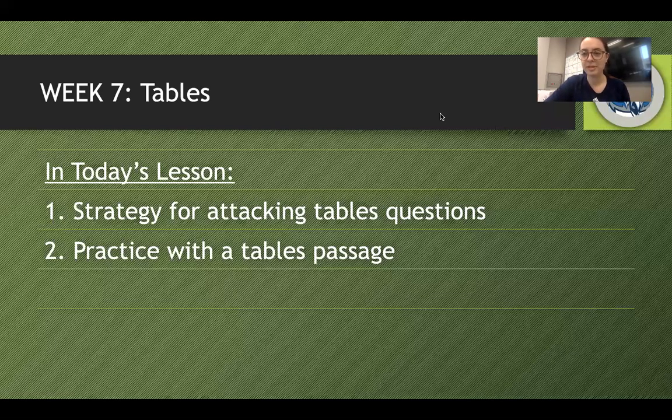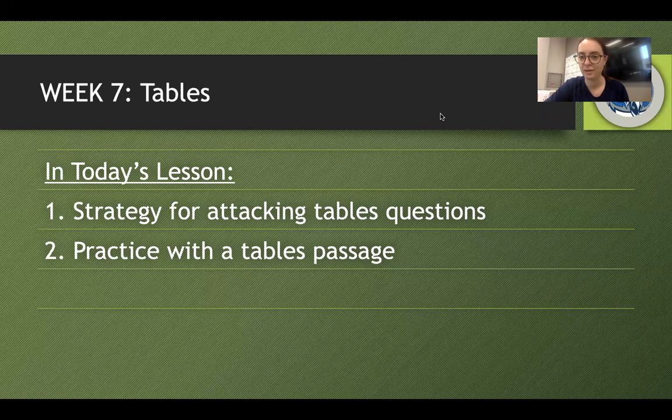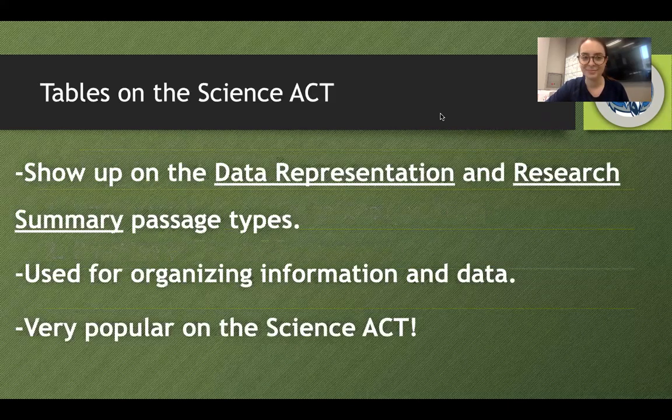This week, we will be focusing on tables. First, we'll talk about strategy for attacking questions that have tables in them, and then we will do one practice passage that has a lot of tables.